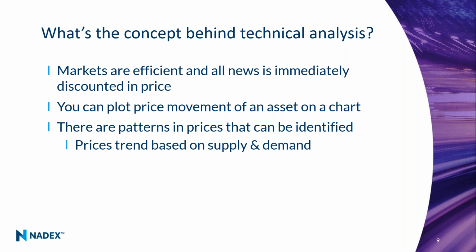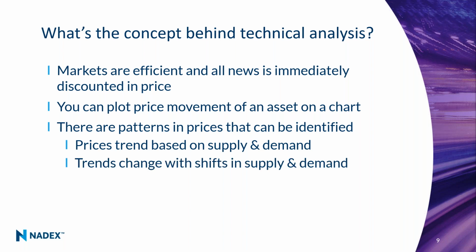And what is it that would cause those patterns? Well, if the markets are totally efficient and all news is immediately discounted, prices would trend based on supply and demand. When there are more buyers than sellers, the price would go up. When there are more sellers than buyers, the price would go down. You would get trends, more buyers, more buyers, more buyers, and the only thing that would shift a trend would be a shift in supply and demand. When you've exhausted all the buyers and now we've got more sellers, the price would come down.